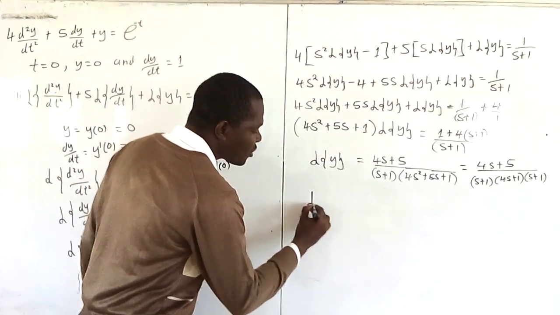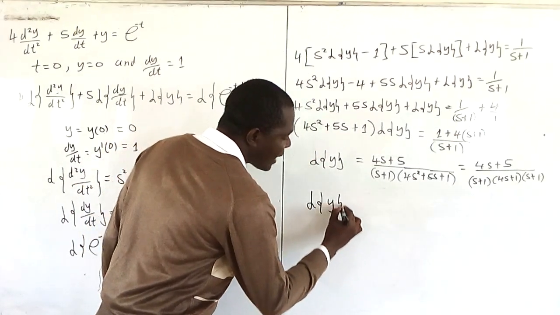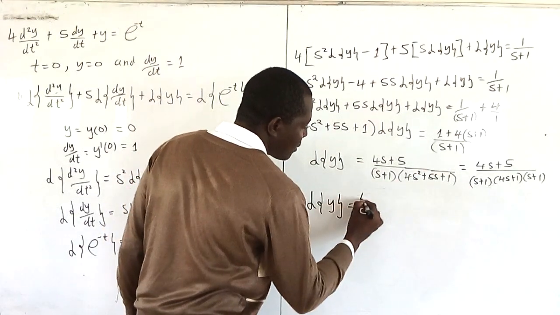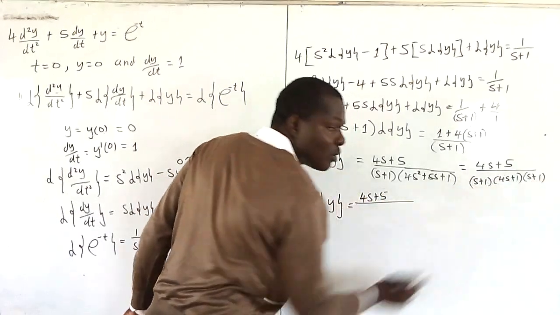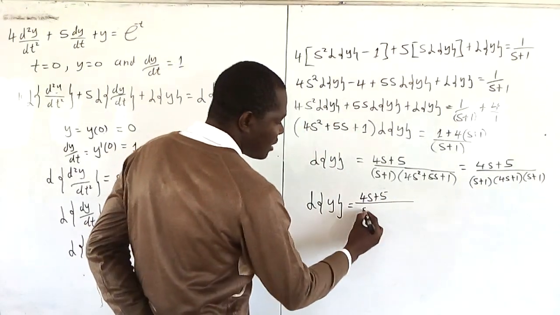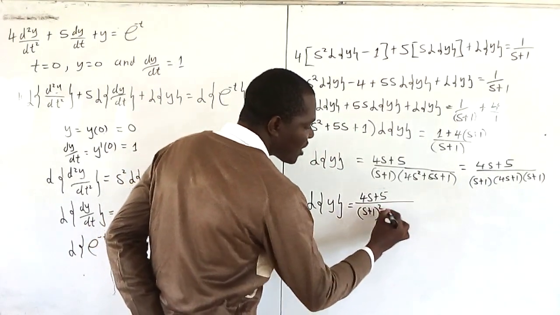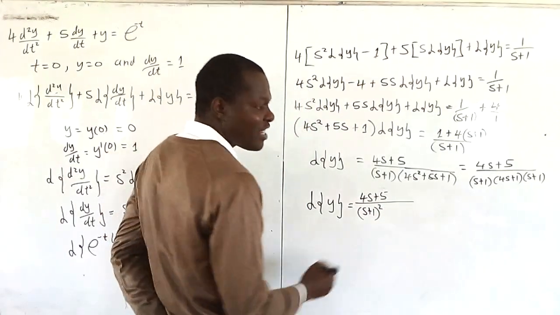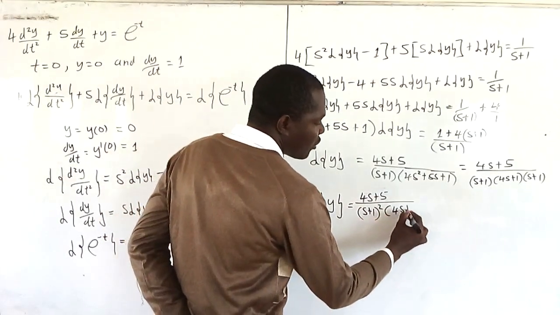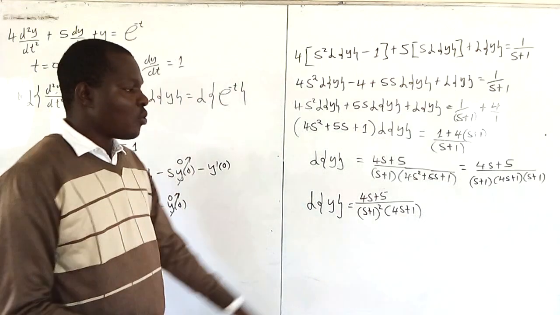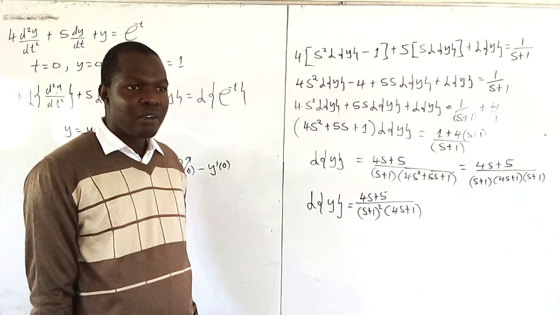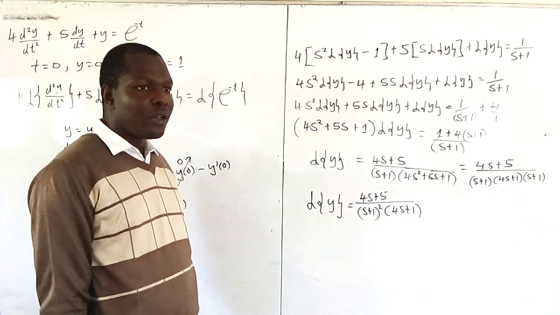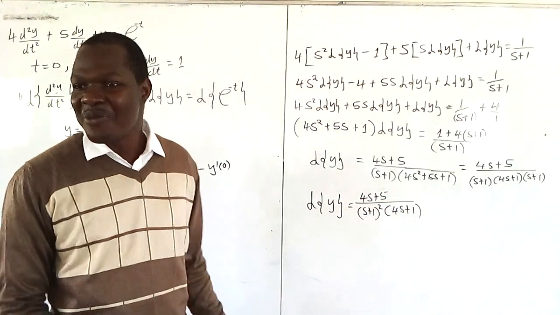So what is the Laplace transform of y? It is 4s plus 5 over s plus 1 times s plus 1. See, that is s plus 1 squared. See, that's multiplied by itself. Into 4s plus 1. So what do we do? We apply partial fractions. Yes, we resolve into partial fractions, isn't it?